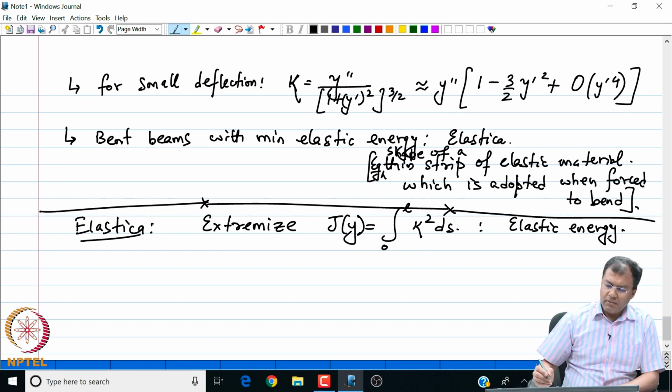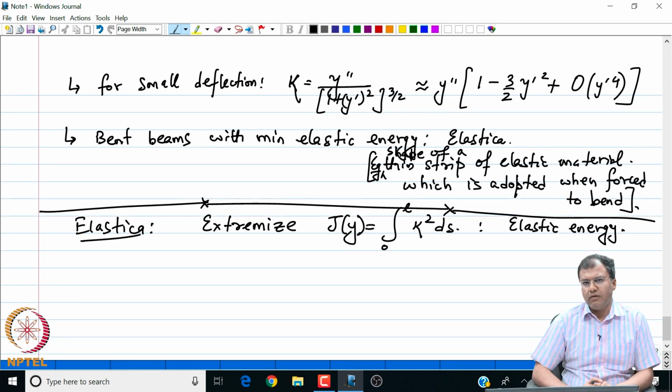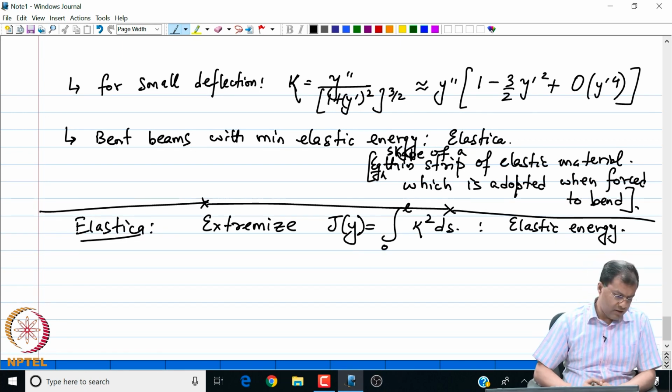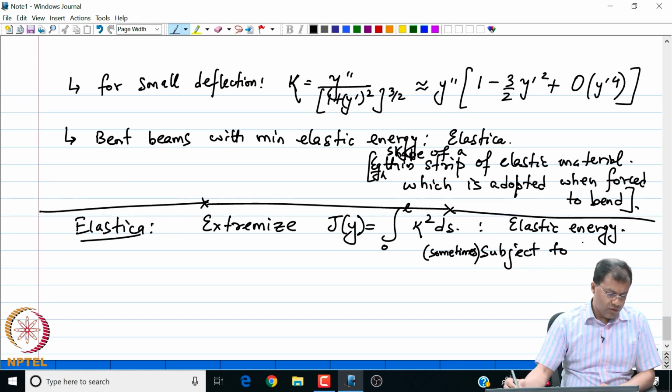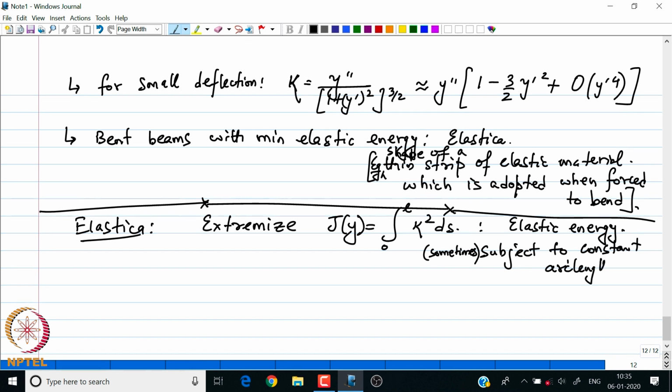of the beam. Sometimes we impose that the length of the elastica, or the length of the material, is also fixed. So, sometimes we also subject it to the isoperimetric constraint, the constant arc length constraint. We are going to look at all these classes of problems.